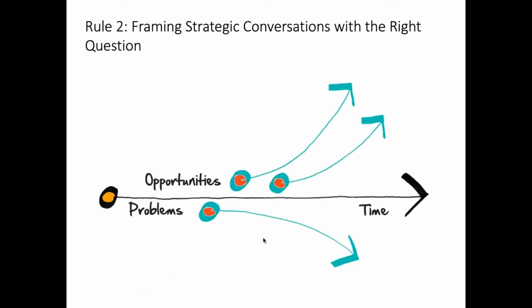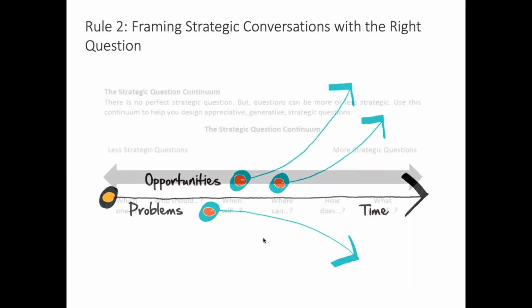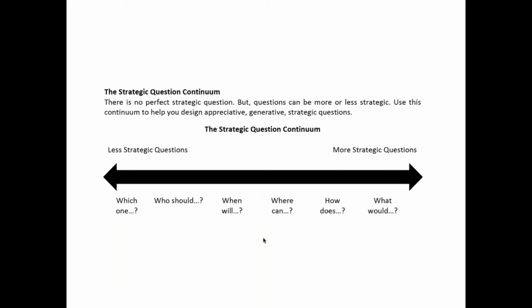So why is that important? It's important because people move based on their conversations. So people move in the direction of their conversations. And in our organizations, sometimes we get stuck in problem-centric conversations. Transformation requires opportunity-focused conversations, and that's not just a difference in semantics. So let's look at how we can construct appreciative questions that point us toward opportunities.